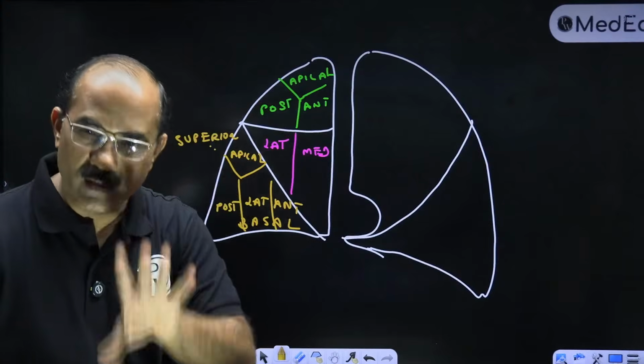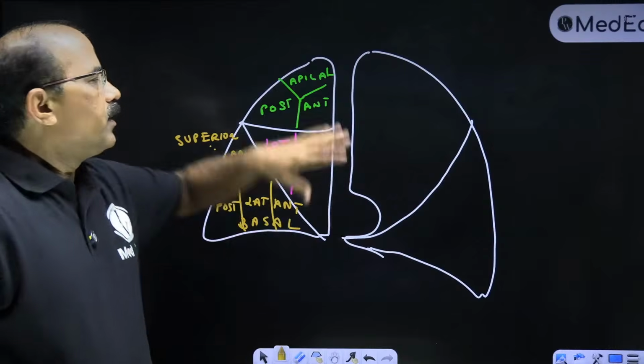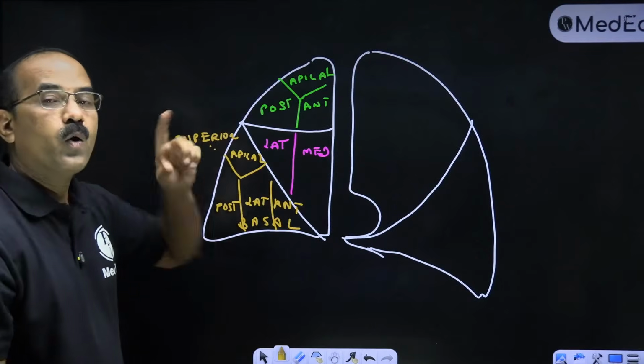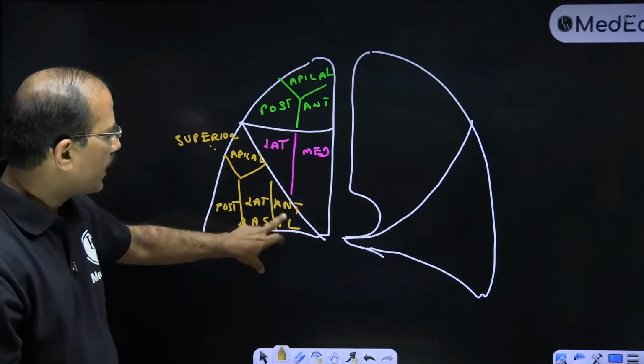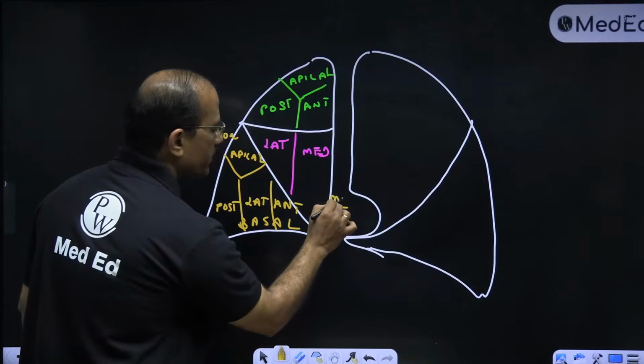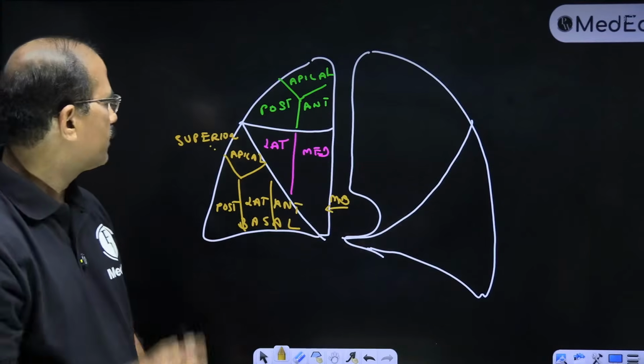Remember this, it is very important. Bronchopulmonary segments of the upper lobe of the right lung: apical, anterior, posterior. It comes in MCQs too. Middle lobe: medial and lateral. Lower lobe: apical, also known as superior, anterior basal, lateral basal, posterior basal, and one inside, the medial basal. Fine.